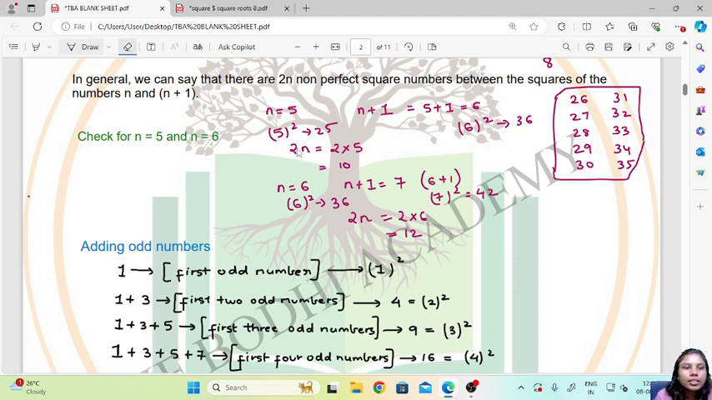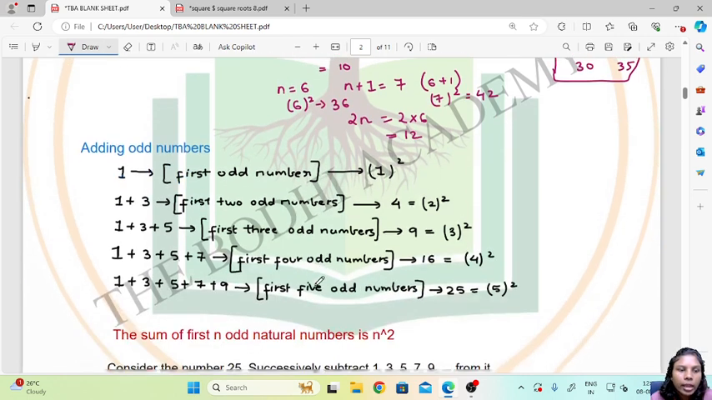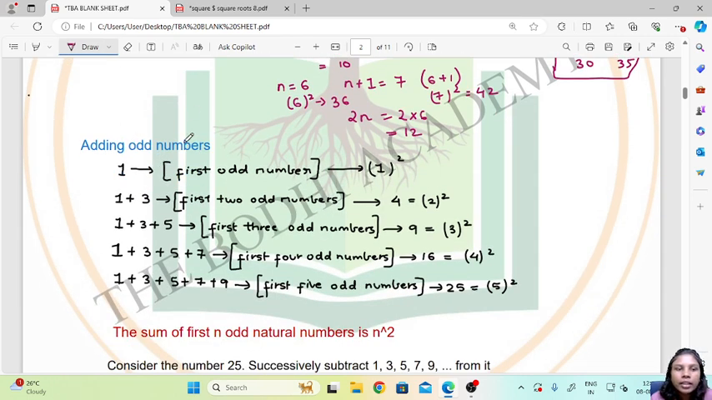Okay. Next, let's look at what happens when we add any two odd numbers. Here we have odd numbers starting from 1, 3, 5, 7, 9, 11, 13. These are all odd numbers. The first odd number is 1, so 1 square.